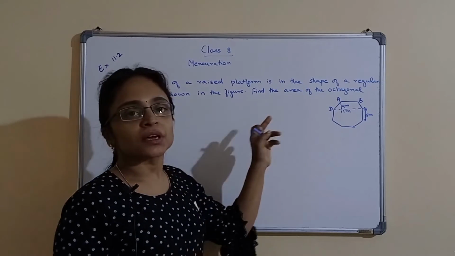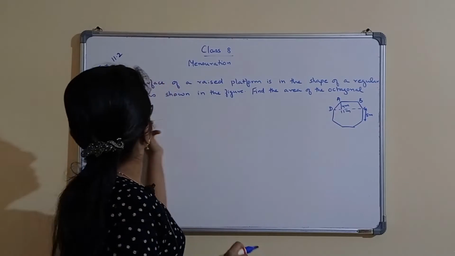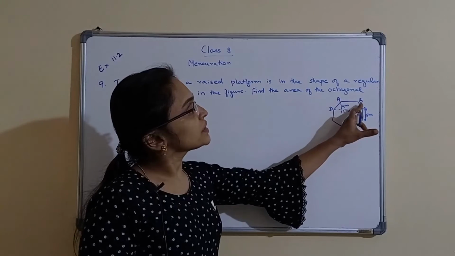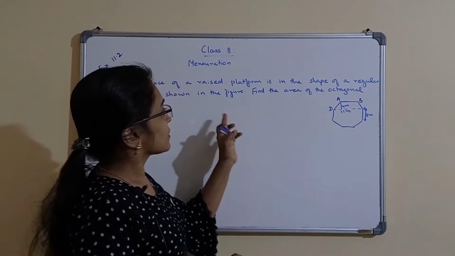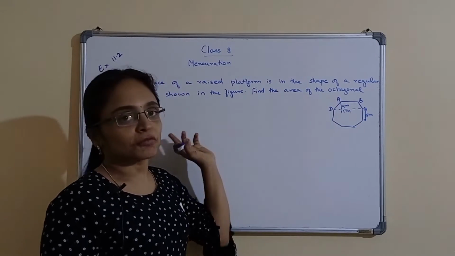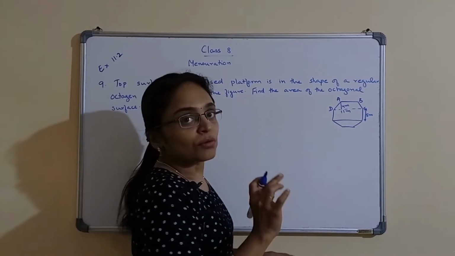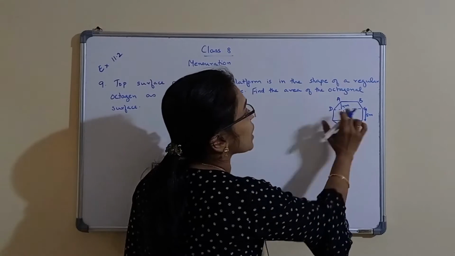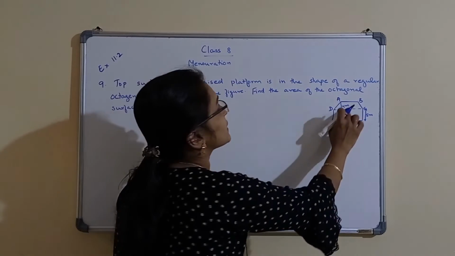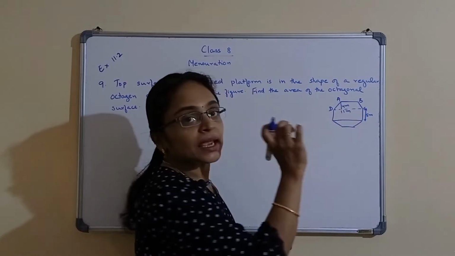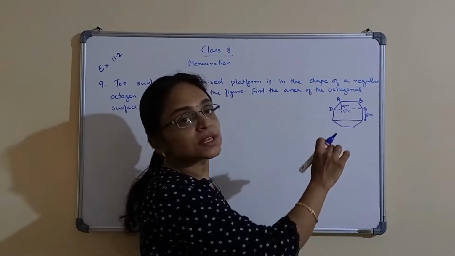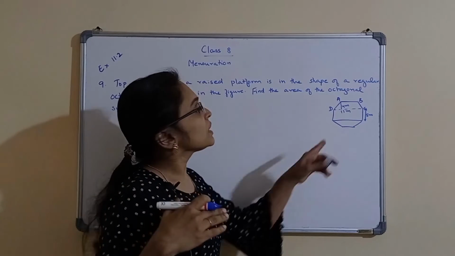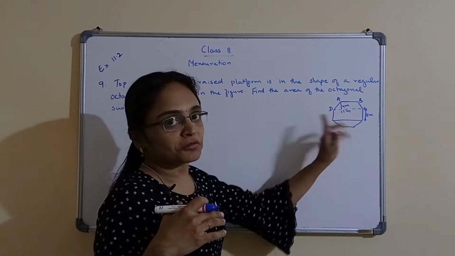Next question is, top surface of a raised platform is in the shape of a regular octagon as shown in the figure. Find the area of the octagonal surface. This is in the shape of octagon. Regular octagon means all these sides will be equal. Right? So we have to find the area of this octagonal surface. So we can divide this into these two trapeziums and one rectangle, right? So if we find the area of these two trapeziums and one rectangle, and add it, we'll be able to find the area of this octagon.